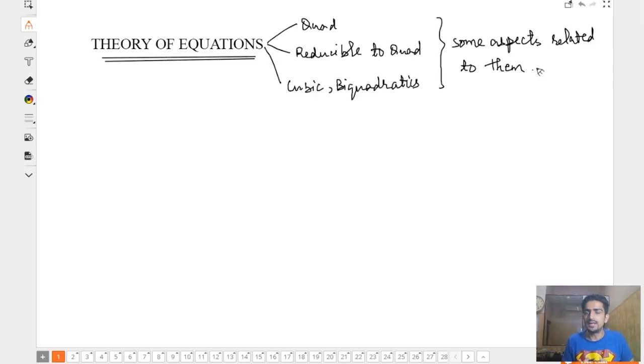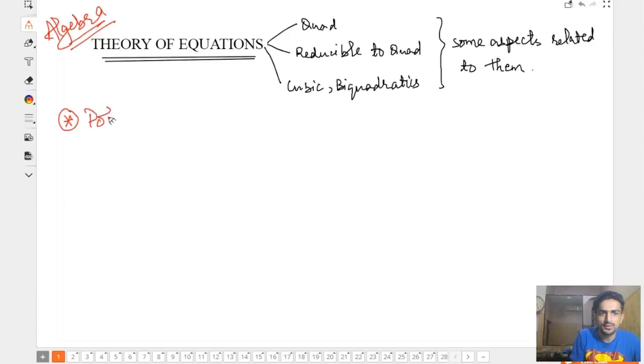So guys, let me start with a very basic term. Whenever we talk about theory of equations, it is primarily algebra which we are talking about. When algebra comes, the first term that comes to mind is polynomial. Maybe algebra starts from polynomial only.